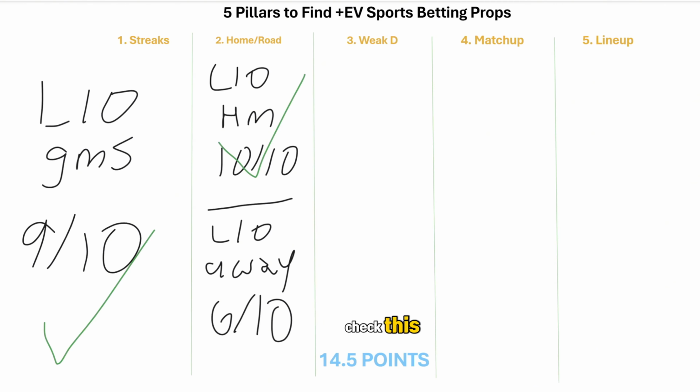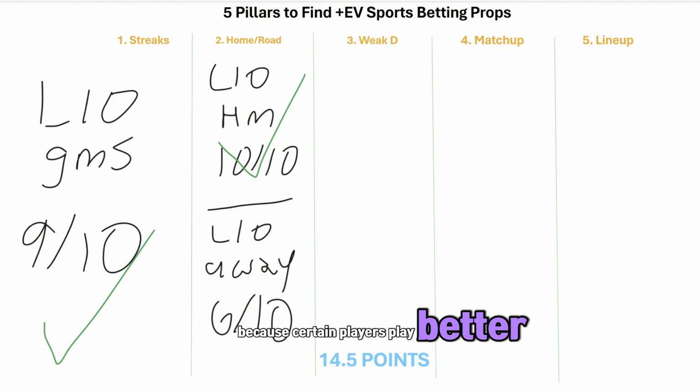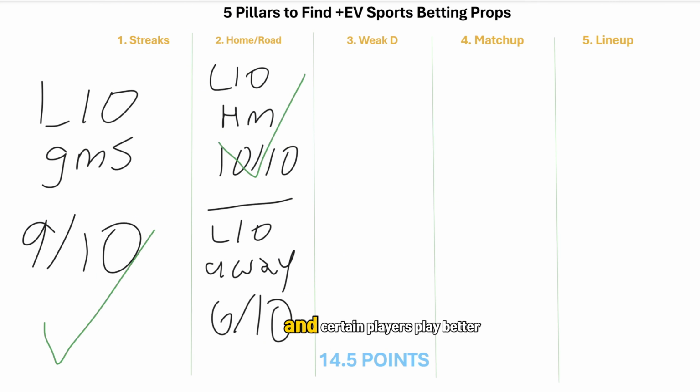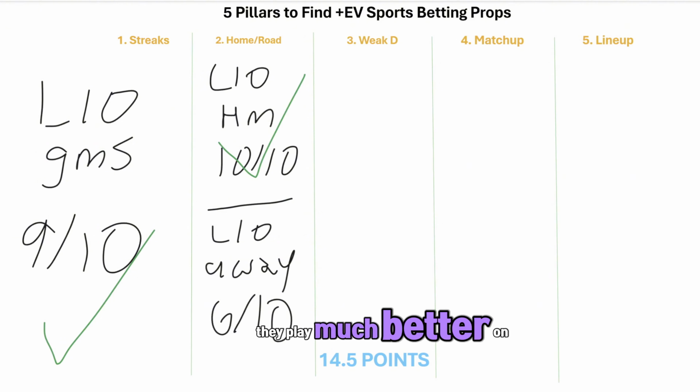Now, we want to always check this because certain players play better at home compared to the road, and certain players play better on the road compared to home. I would say more players play better at home compared to the road, but there are players, for whatever reason, who play much better on the road than at home. I don't know if they've got some girls sitting in the stands, or in the WNBA some dudes coming to check them out in different cities or what. But for whatever reason, there are some players that play way better on the road.